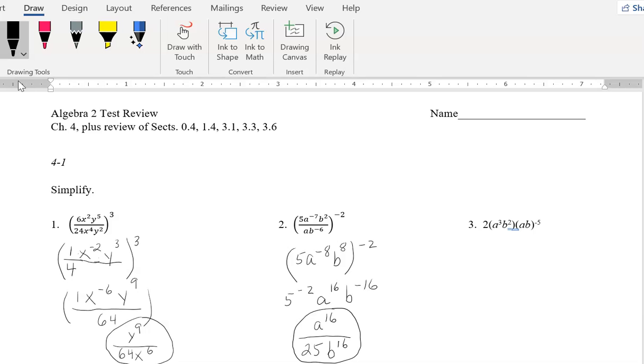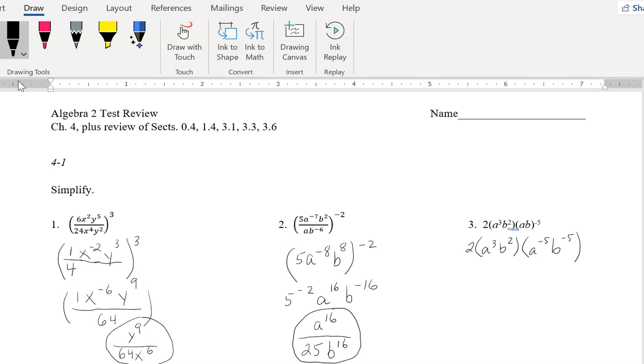All right, so for number 3, this all means to be multiplied together. But according to PEMDAS, before you multiply, you have to take care of exponents. So the first thing that has to happen is I need to raise both a and b, this product, to the negative 5 power. So I'm just going to write everything else, just bring it down. Okay, and this is where I'm going to raise a to the negative 5, and then I'm also going to raise b to the negative 5.